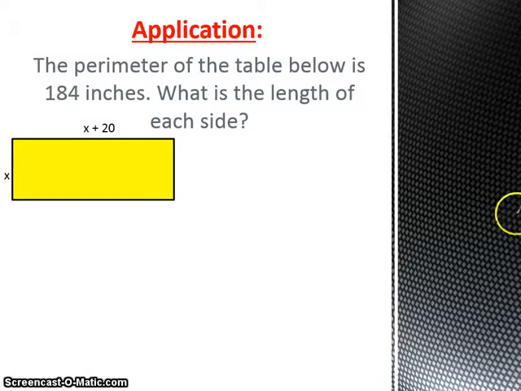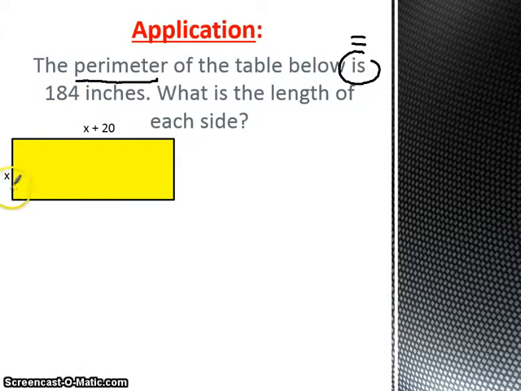So in our first application problem it says that the perimeter of the table below is 184 inches. And then it asks what is the length of each side? Well, we know that the perimeter is the distance the entire way around the figure. In other words, we could add all the sides. And we know that "is" is a signal word for equals, so we know it equals 184.